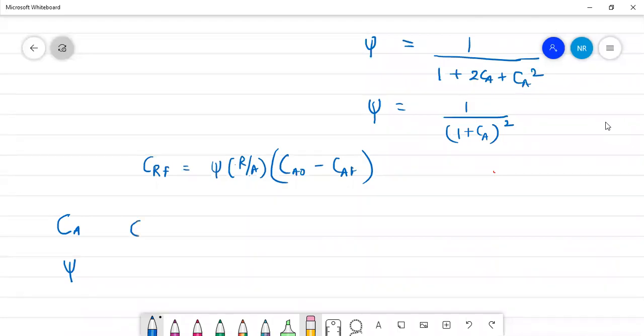Let's take 0, 0.25, 0.5, 1, 1.5, and maximum CA0 is 2. So it's decreasing from 2 to 0. Now if we take CA equal to 0, what is the value of psi? Can you write down in the chat box? If CA is equal to 0, then what is the value of psi?